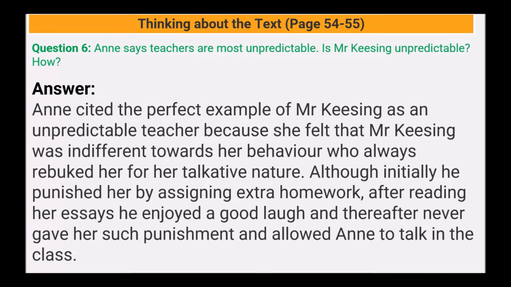Annie says teachers are most unpredictable. Is Mr. Kinson unpredictable? How? Annie cited the perfect example of Mr. Kinson as an unpredictable teacher because she felt that Mr. Kinson was indifferent towards her behavior, who always rebuked her for her talkative nature. Although initially he punished her by assigning extra homework, after reading her essay, he enjoyed a good laugh and thereafter never gave her such punishment and allowed Annie to talk in the class.